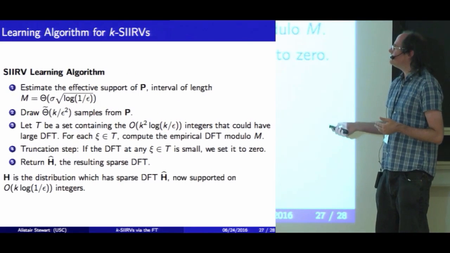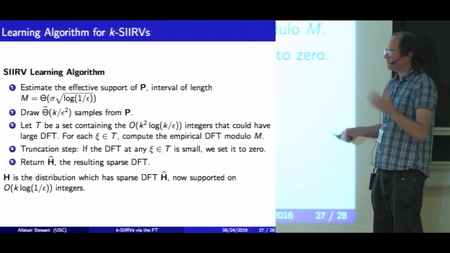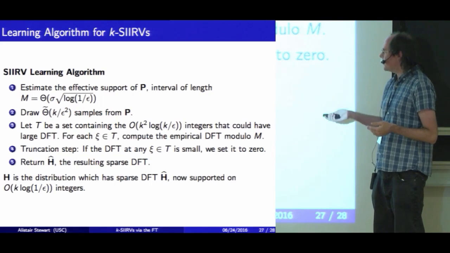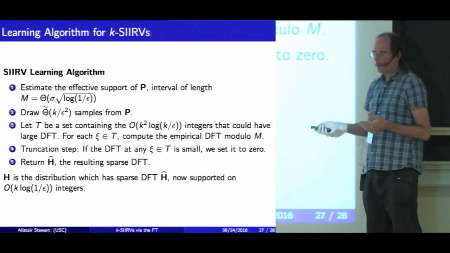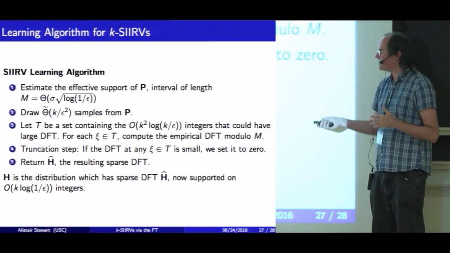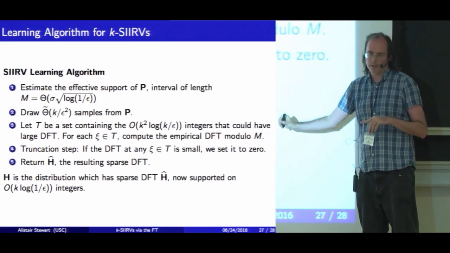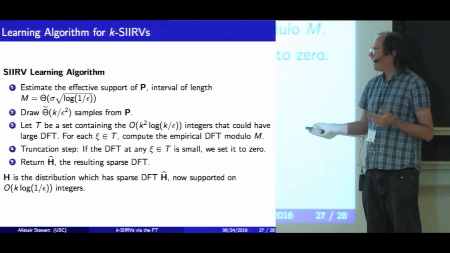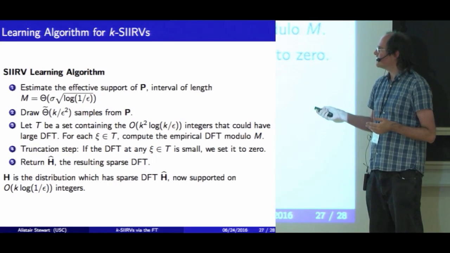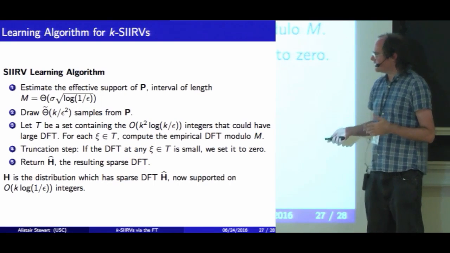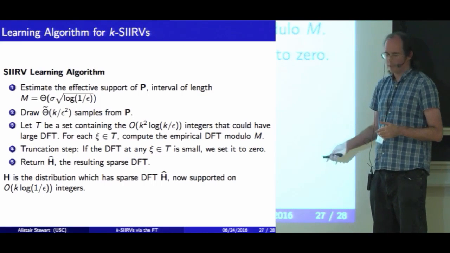And so our algorithm computes these k squared log 1 over epsilon expectations of the empirical discrete Fourier transform. Then we have to do some thresholding. We truncate this, we throw away things which have a small discrete Fourier transform, as well as setting it to 0 outside the things we calculate. This means we end up with something which only has k log 1 over epsilon integers, which is why we end up with this sample complexity. And again, we return the distribution with the sparse discrete Fourier transform.